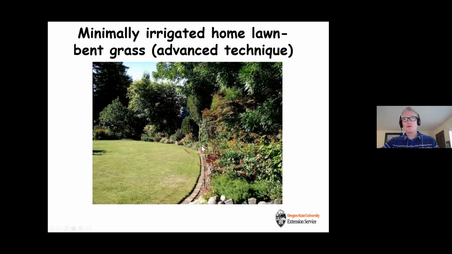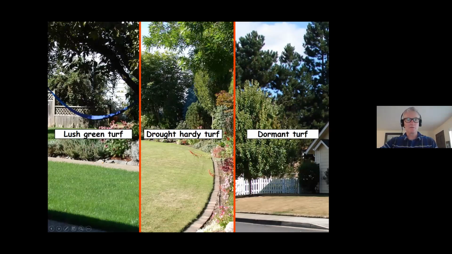And then there are also what are called specialty lawns, where people are using bent grass, which is the kind of grass people use in putting greens for golf. It has to be mowed really short, but overall it's very drought tolerant and looks pretty good. So there's this spectrum of lush green turf, hardy drought tolerant turf, and dormant turf. All of those are within the spectrum of acceptable for home lawns.